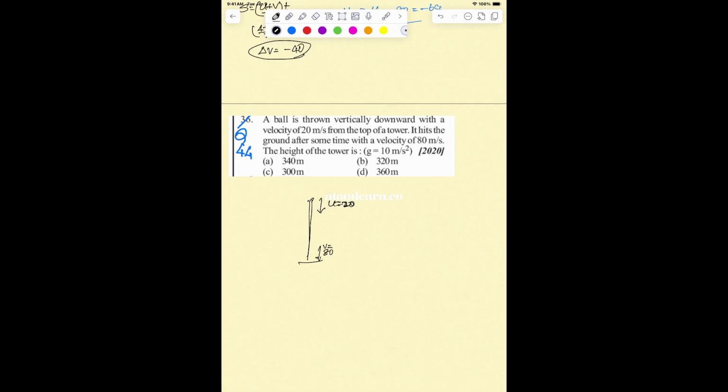Okay, 80. And therefore the height of the tower is 80 squared minus 20 squared by 2 into g, 10. This is going to be the height of the tower. Now this can be done. What is this coming to? The numerator is (u plus v) into (u minus v), 60 by 20 must be equal to 3000. No, not 300. 300. Okay, now.